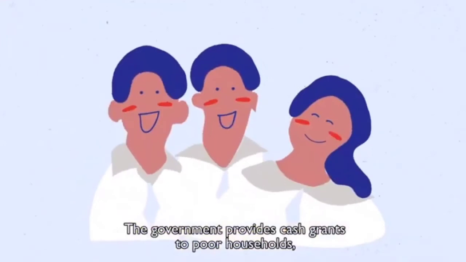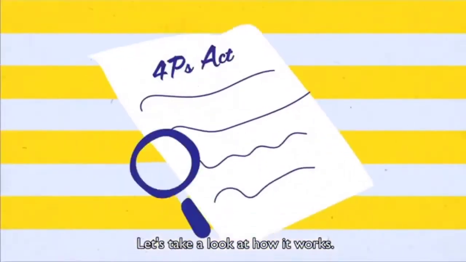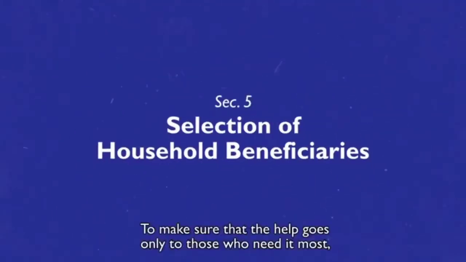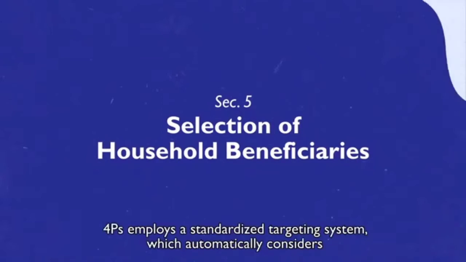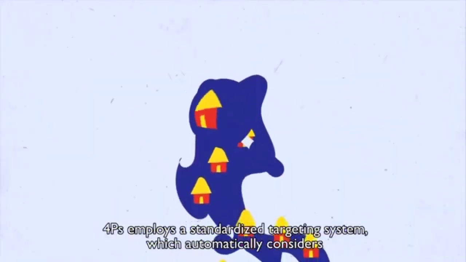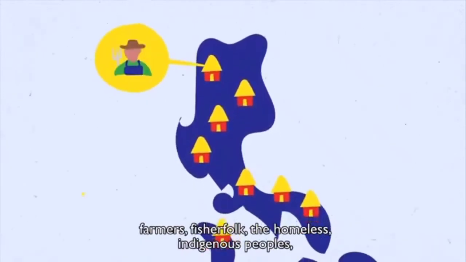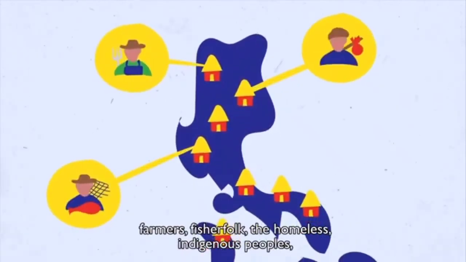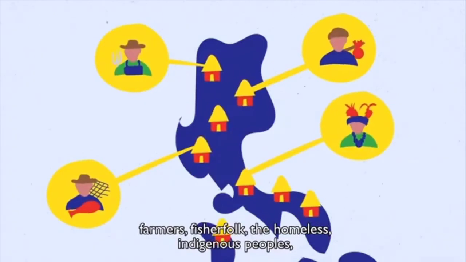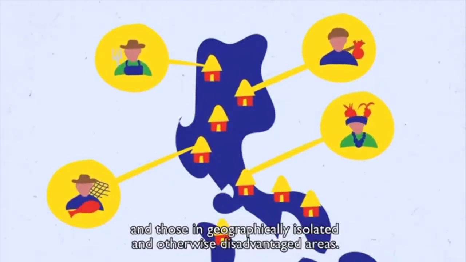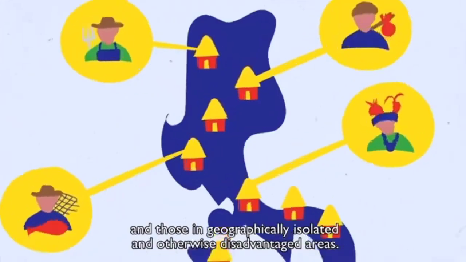The government provides cash grants to poor households aiming to improve their health, nutrition, and education. Let's take a look at how it works. To make sure that the help goes only to those who need it most, 4Ps employs a standardized targeting system which automatically considers farmers, fisherfolk, the homeless, indigenous peoples, and those in geographically isolated and otherwise disadvantaged areas.